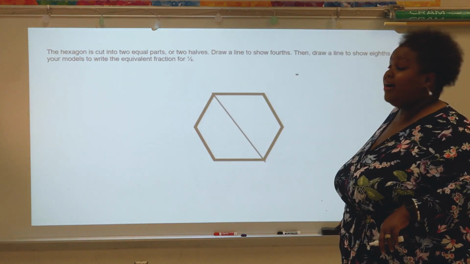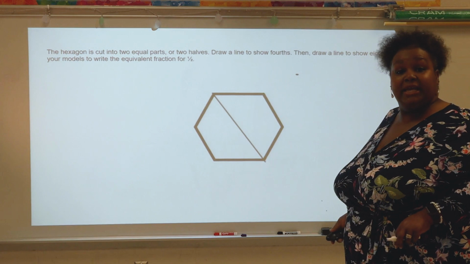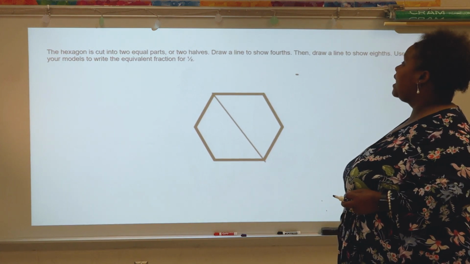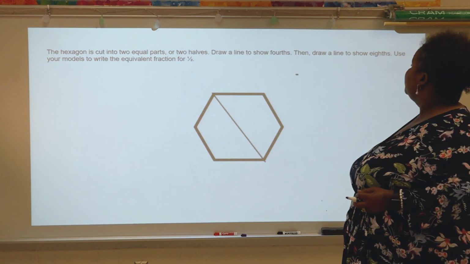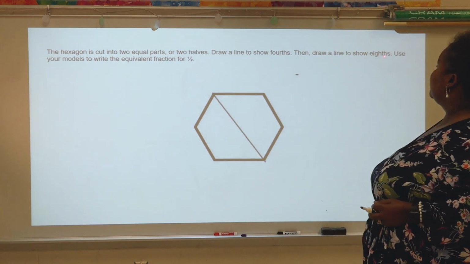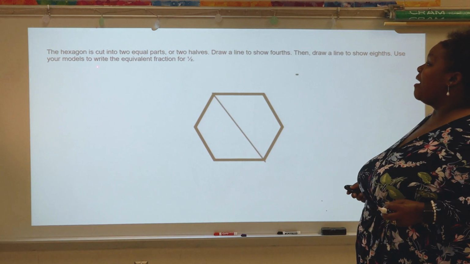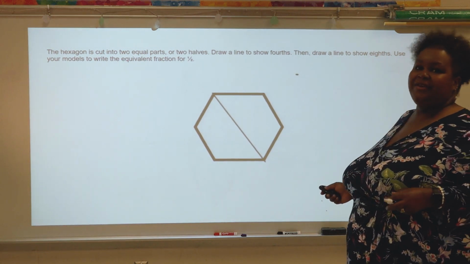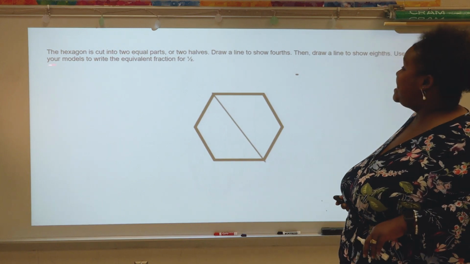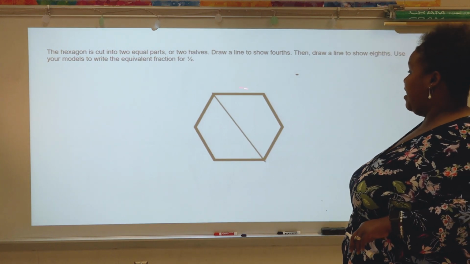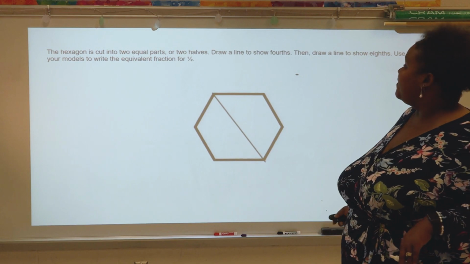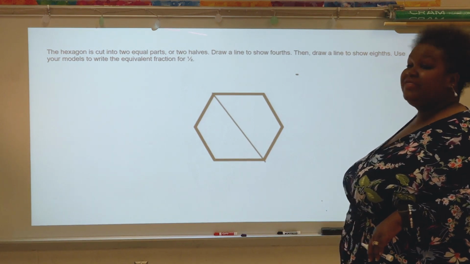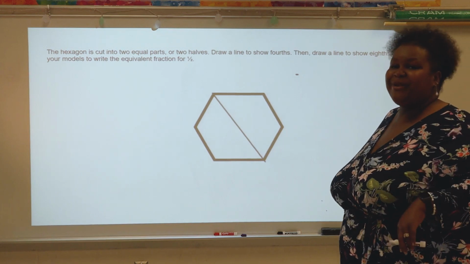The hexagon is cut into 2 equal parts, or 2 halves. Draw a line to show fourths. Then draw a line to show eighths. Use your models to write the equivalent fraction for 1 half. It's your time to draw again. You're drawing this hexagon like it is here in halves. Then you're trying to make it into fourths and then eighths. Go ahead and work on it.